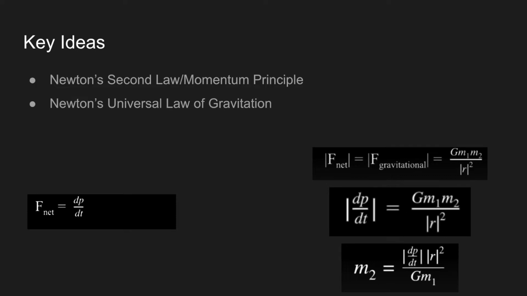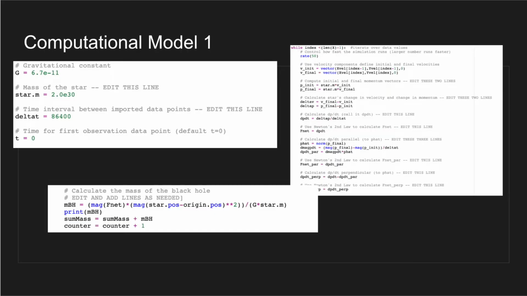Additionally, since gravity is the only force we are considering acting on the star in this scenario, F net can be set equal to F grav, in which the mass of the black hole can be found with the equation provided at the bottom. The initial conditions I set for the computational model are the gravitational constant g, the mass of the star, which is provided as 2 times 10 to the 30 kilograms, and the time interval taken in between data points as 86,400 seconds, which is equivalent to once a day.